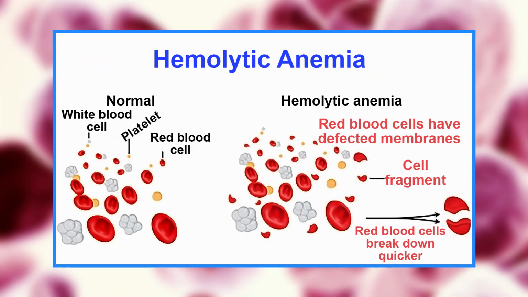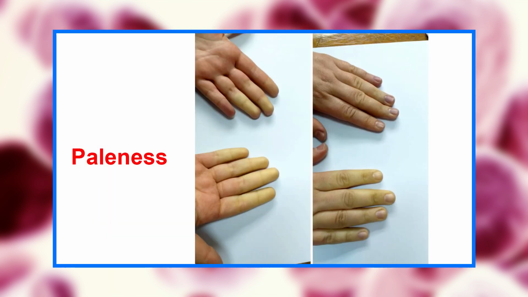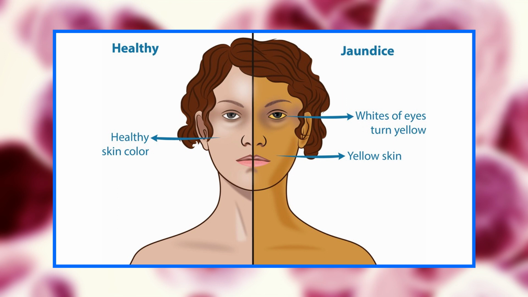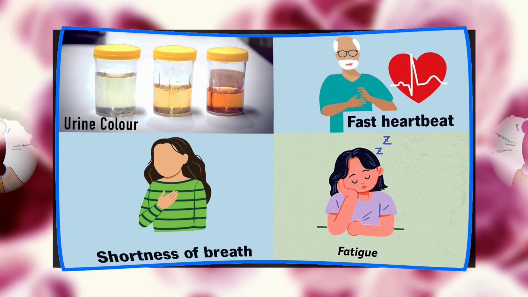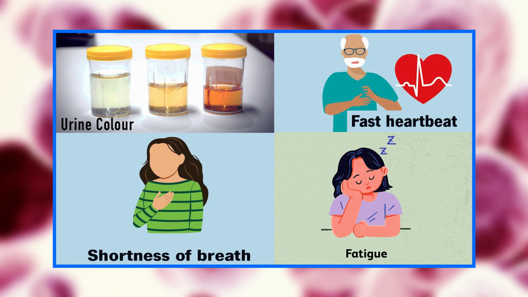The most common medical problem associated with glucose 6-phosphate dehydrogenase deficiency is hemolytic anemia, which occurs when red blood cells are destroyed faster than the body can replace them. This type of anemia leads to paleness, yellowing of the skin and whites of the eyes, that is jaundice, dark urine, fatigue, shortness of breath, and a rapid heart rate.